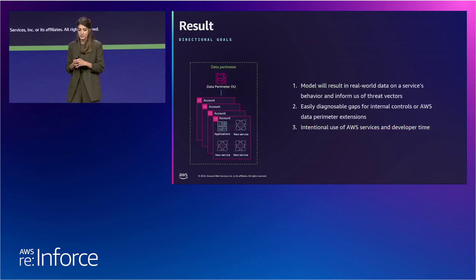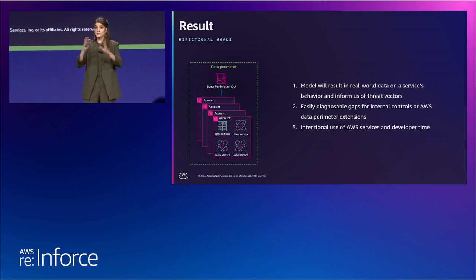All right, so some other things that I want to mention is the model is really important because we believe it'll result in more real-world data on a service's behavior within the Capital One ecosystem and inform us of the most important or most critical threat vectors. We're sort of open sourcing the cloud governance model, so instead of that small army of people, developers are helping inform us of niche use cases or gaps that there might be.